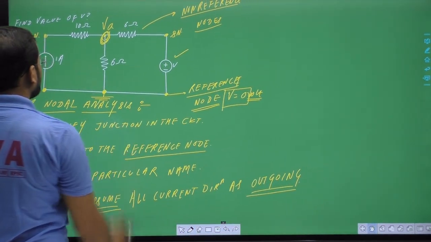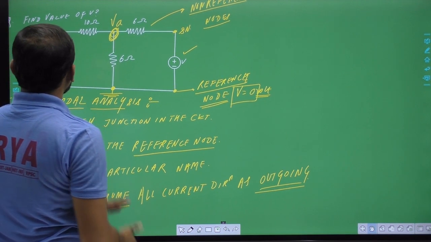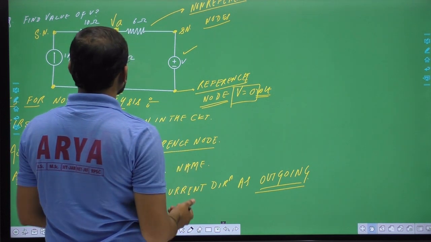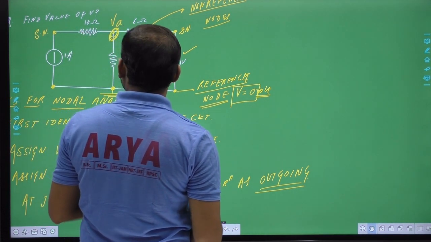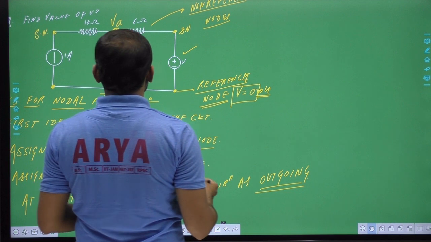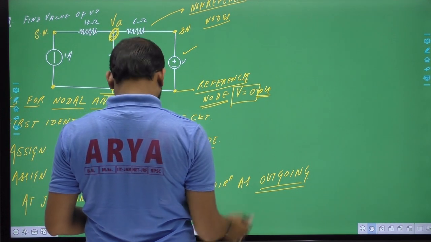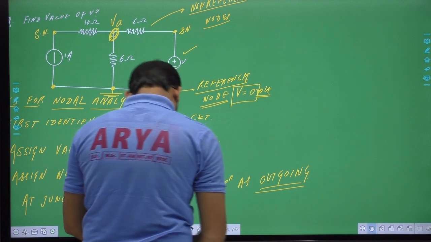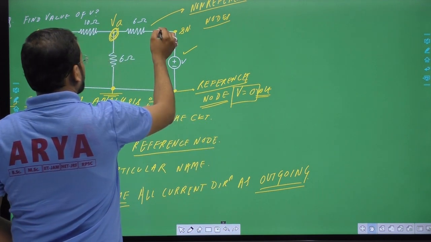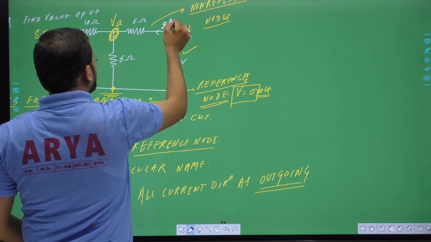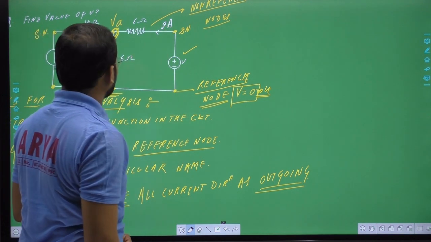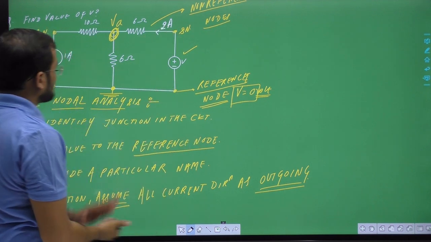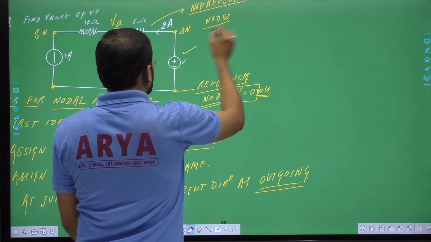Now I solve the question. The question is asking for the value of V. So what we will do, we will apply, again, something is missing here, and 2 ampere current is also flowing from that branch. Okay, now the question is perfect.